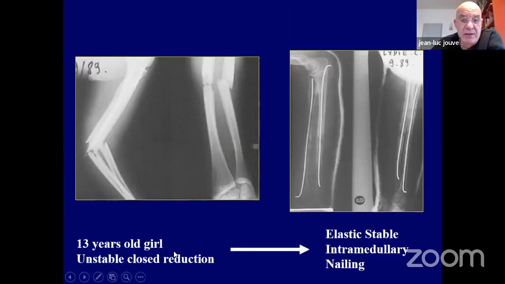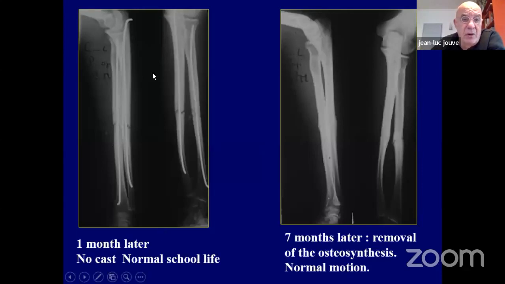But you see this patient has a middle third fracture. You don't obtain good reduction with local anesthesia or with general anesthesia. So you prefer to do elastic intramedullary nailing. You don't need a cast, and sometimes you place a cast for 7 days to be sure that the kid will not be in pain, as in this example, and it will be okay. 1 month later, no cast, normal school life, and 7 months later, everything is okay.